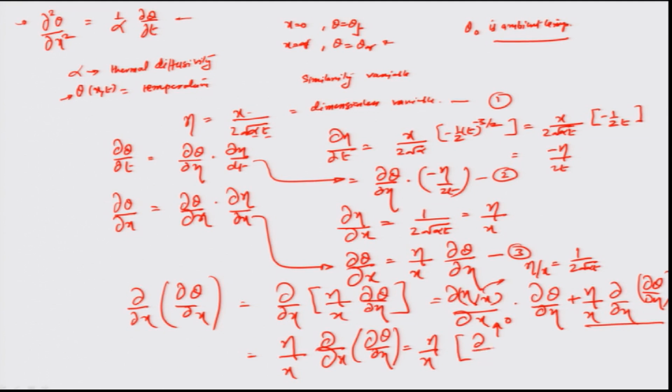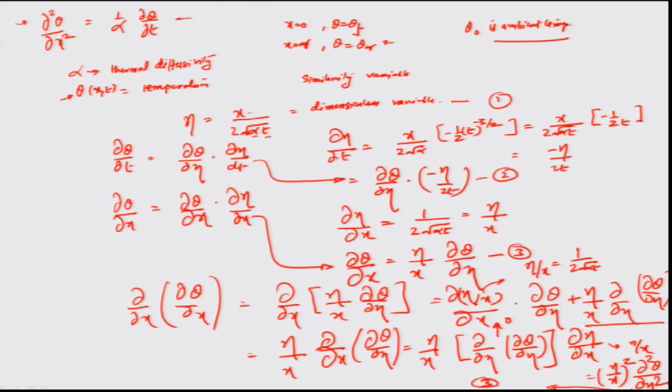We have del by del eta of del theta by del eta times del eta by del x, and del eta by del x again comes out to be equal to n by x. So we are left with the term n by x square del 2 theta by del eta 2. So having said that, let this be regarded as equation 3.